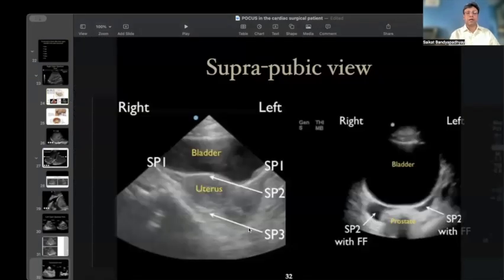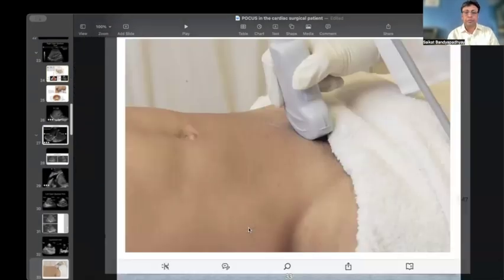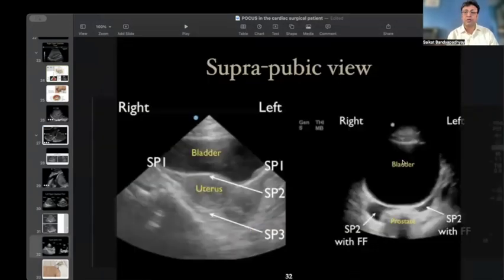So coming to the suprapubic view, what you need is a curvilinear probe just above your pubic bone, and it's in the transverse direction for getting an image, something like this. So this is a full bladder. In case your patient in the OR is having problems with the Foley's catheter, and the surgeon has put in the Foley's catheter, but you cannot locate it, you can use this particular view to see if the Foley's tip with the balloon is inside the bladder or not. Otherwise, it has probably gone somewhere else.